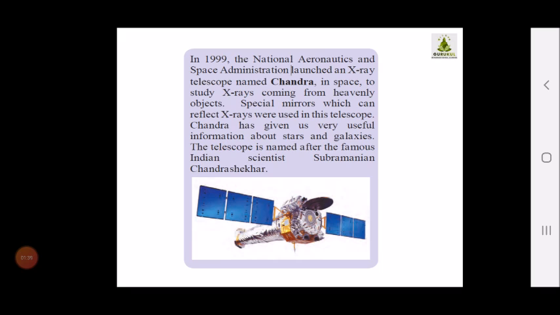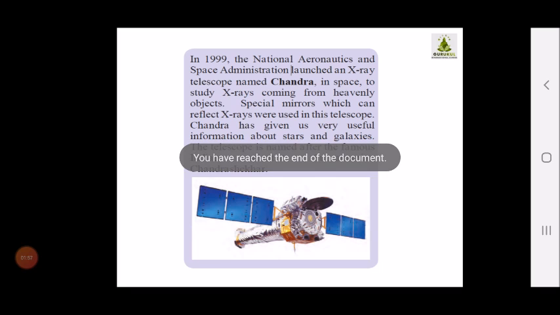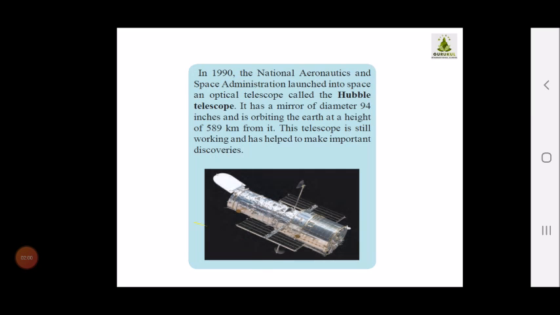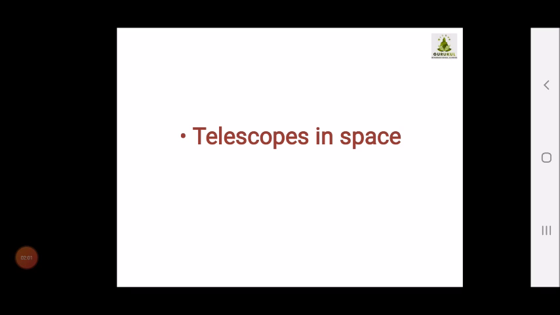The telescope is named after the famous Indian scientist Subramaniam Chandrasekhar. So the name Chandra is given to the telescope in honor of the scientist Subramaniam Chandrasekhar, who was an Indian scientist. So children, in this video we have studied about the telescopes in space.